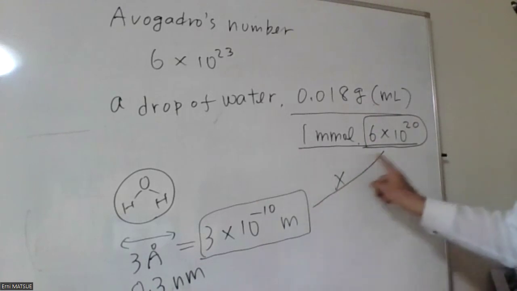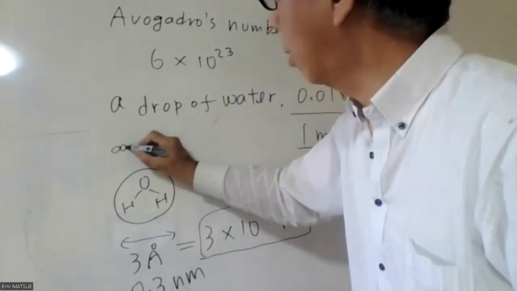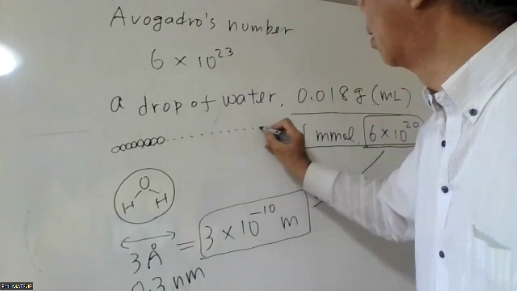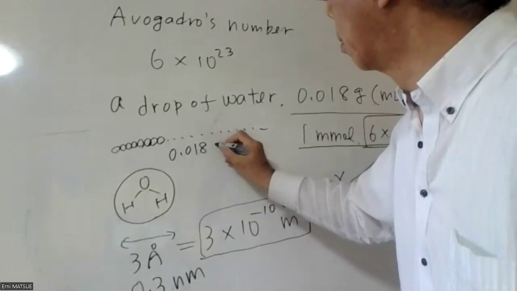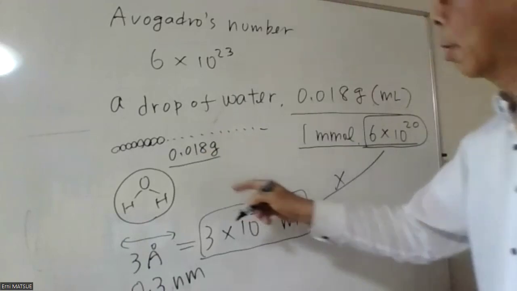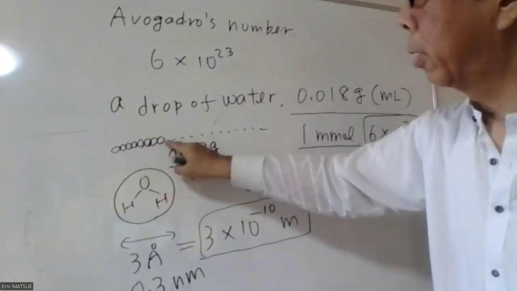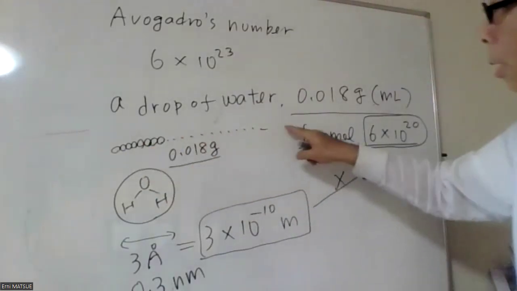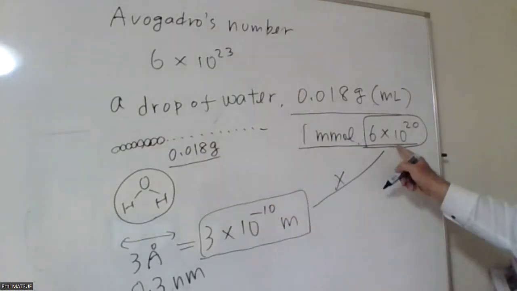So then, if a small drop of water molecules are arranged in one line, the size of one water, the number.